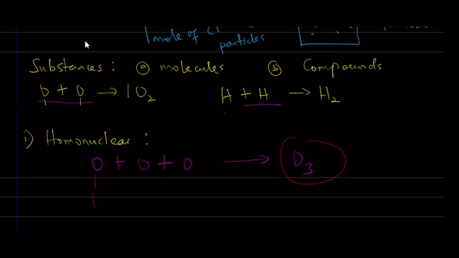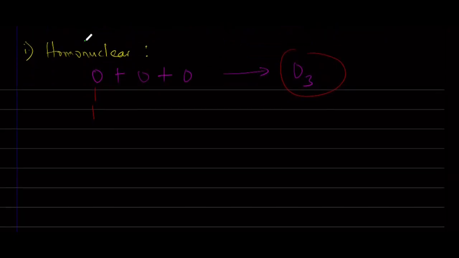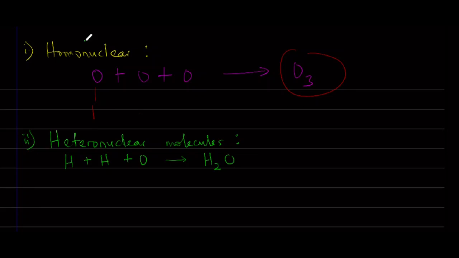Now let's look at heteronuclear molecules. What do we mean by heteronuclear molecules? Heteronuclear molecules are formed by different elements. For example, hydrogen plus oxygen will give us H2O. H2O is heteronuclear molecule because it is formed by 2 hydrogen atoms, one hydrogen atom, another hydrogen atom, and one oxygen atom coming together to form heteronuclear molecule, which is H2O. So H2O is a molecule which is known as a neutral molecule.